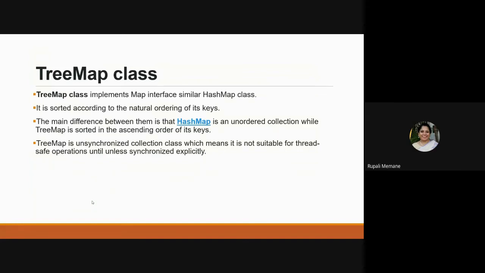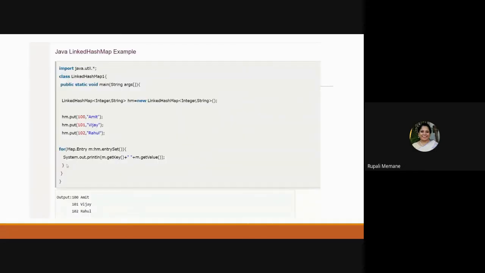Now the last map which you are going to do is your TreeMap class. Again, TreeMap class is going to implement the Map interface. It is similar to your HashMap class, but when I am trying to insert the entries in TreeMap, they will be inserted in ascending order. So even if you put Amit, Rahul, Raju, whatever, when you insert it, it is going to work on the keys. It is going to sort it. So even if I put 102 or 101 first, it is going to store it as 100, 101 and 102.